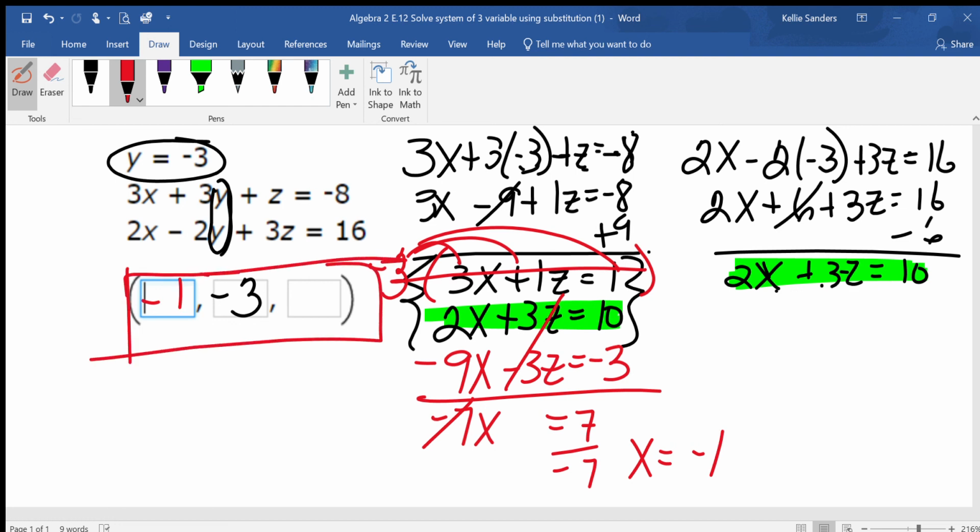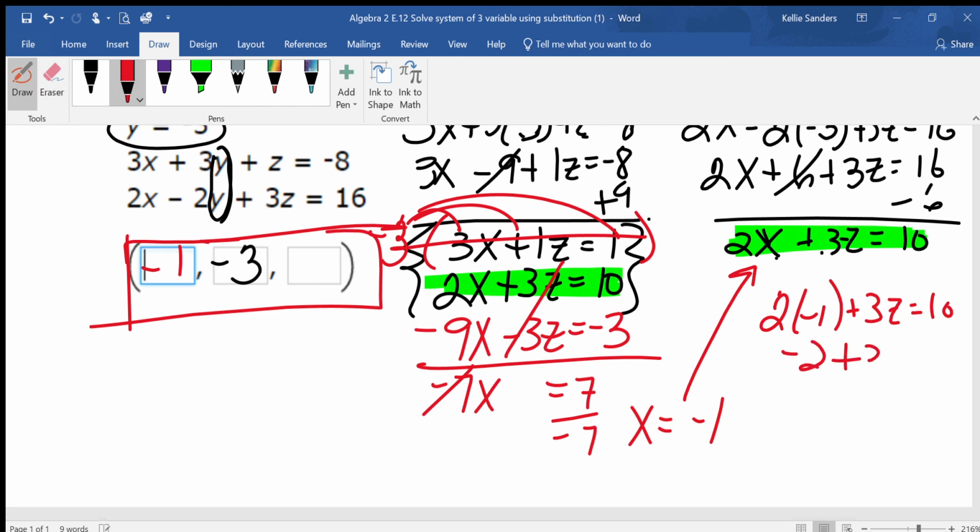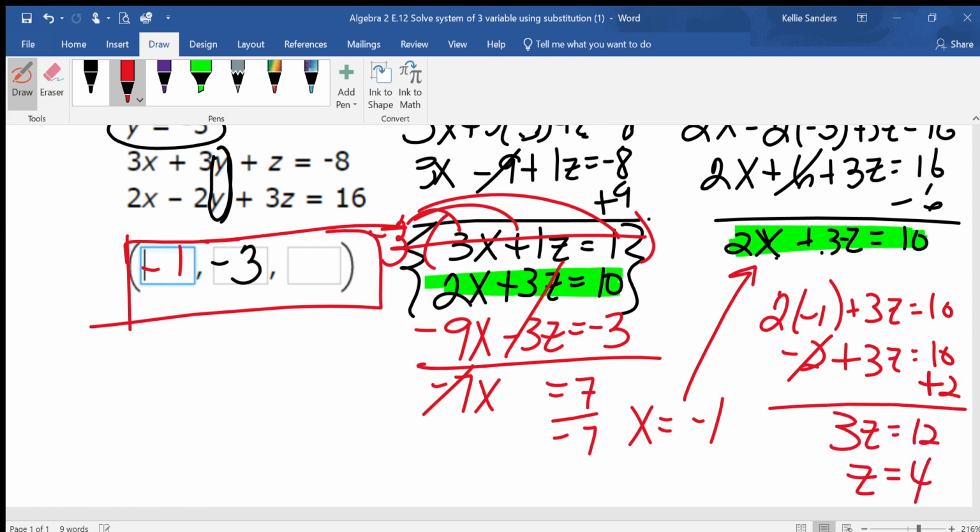So we have an x, we have a y, we need a z. Let's put that negative 1 right there. 2 times negative 1 plus 3z equals 10. Negative 2 plus 3z equals 10. Plus 2. 3z equals 12. Divide by 3, and z equals 4.